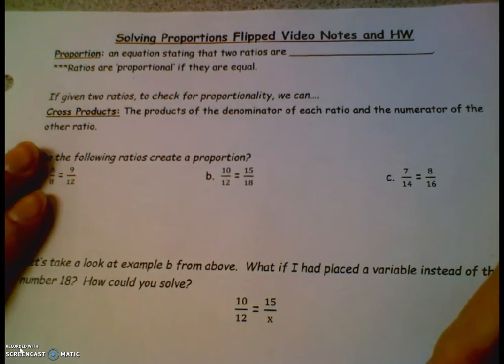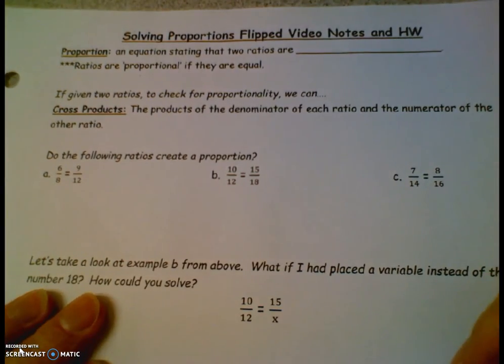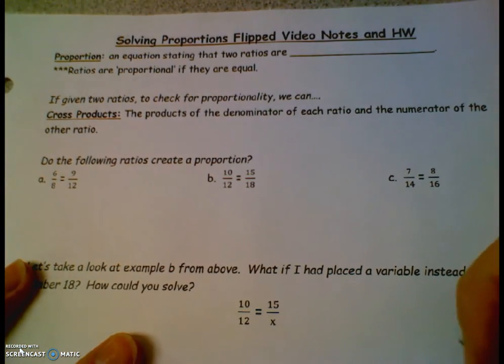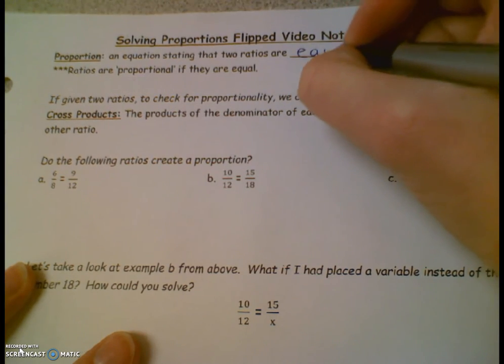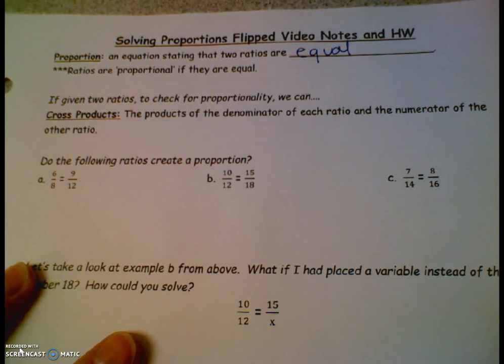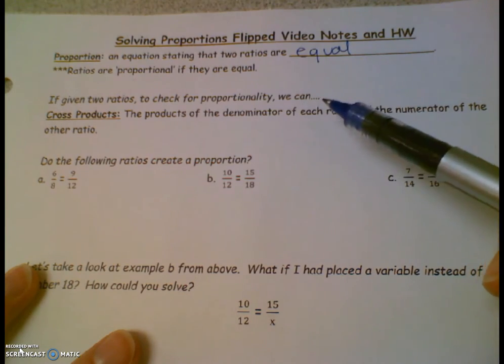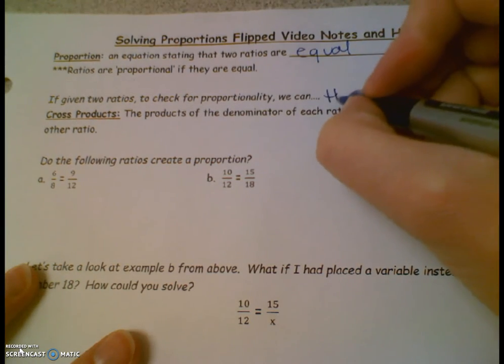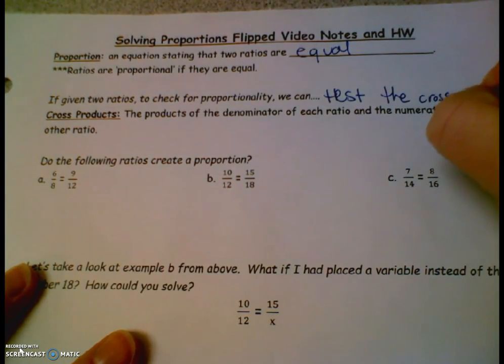Welcome to our lesson on solving proportions. As you can remember, a proportion is an equation stating that two ratios are equal. So in other words, ratios are considered proportional if they are equivalent. If you're given two ratios, to check for proportionality, we can test the cross products.